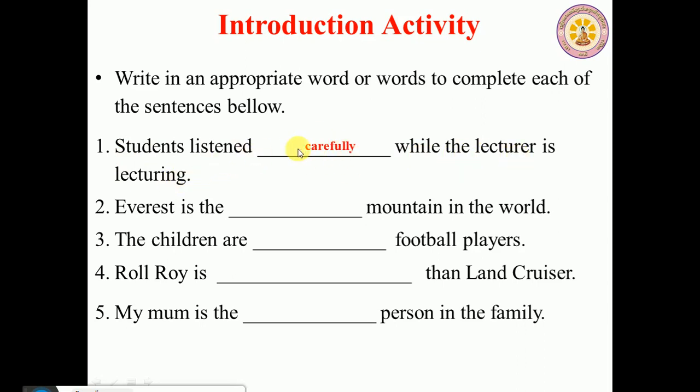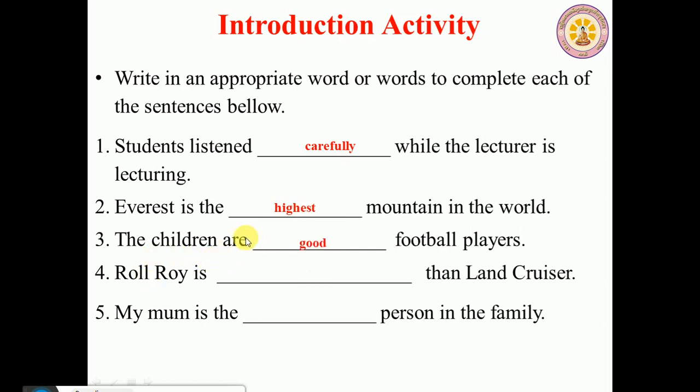I use carefully here because the word listen is the verb. So if listen is the verb, we need adverb to describe. So only adverb can be used to describe the verb. One more, Everest is the highest mountain in the world. So in here I can use the superlative highest. I use superlative adjective because mountain is the noun. So noun needs adjective to describe.